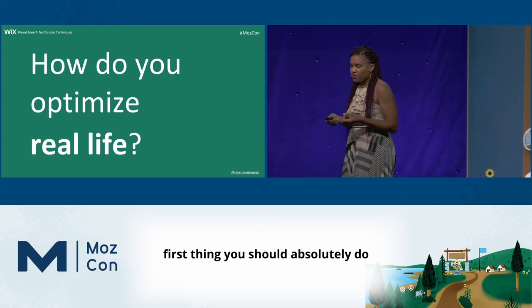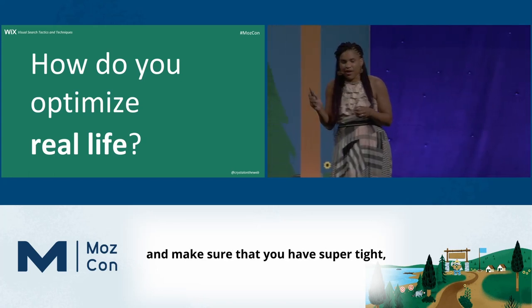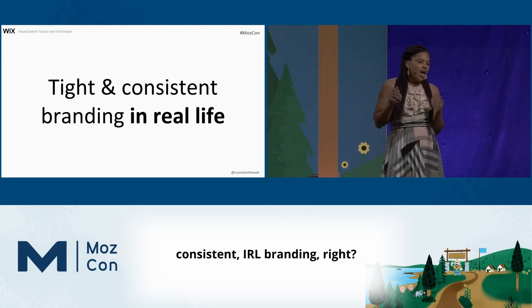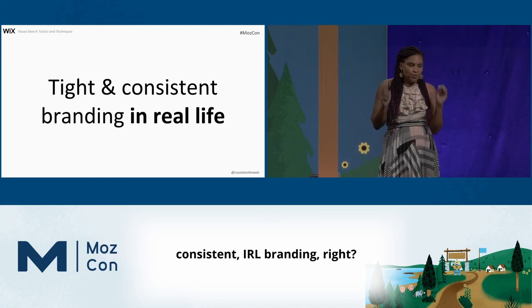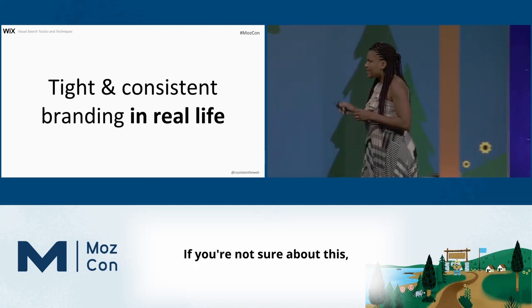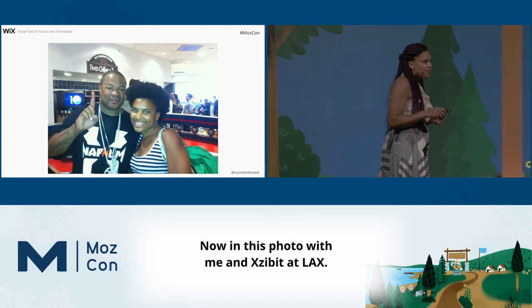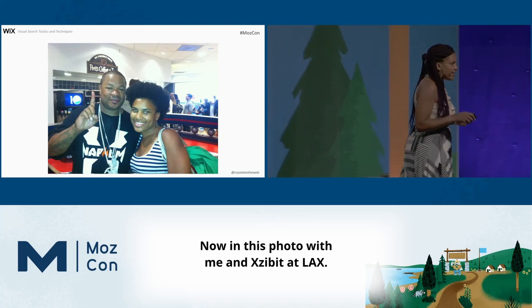And the first thing you should absolutely do is dust off those guidelines and make sure that you have super tight, consistent IRL branding. Right? Your IRL branding should be really, really tight. If you're not sure about this, let's go back to Exhibit A. Now, in this photo with me and X to the Z exhibit at LAX.